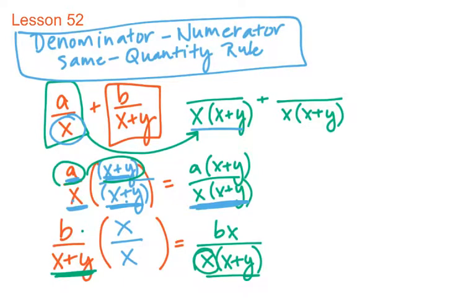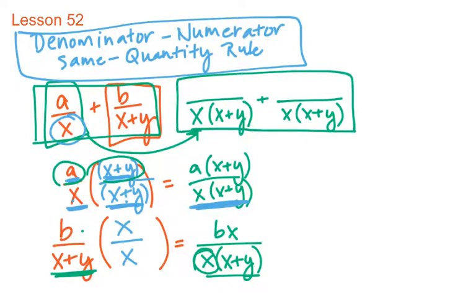So I will rewrite all of this, because remember, we started with two fractions adding together, and we're rewriting them as two fractions again with new common denominators. So I'm just going to transfer this up of what we already had written here. So I'm going to write a times x plus y, and then I'm going to transfer this one up here, and this is bx.